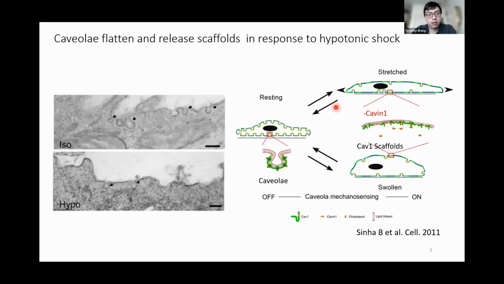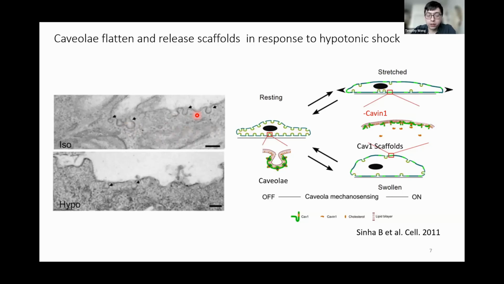Last bit of background is that more research has now been looking into other roles of CAV1. Caveolae being so stable at the cell surface, people have been looking at other functions and roles of caveolae. And it was determined that caveolae could actually flatten, releasing scaffolds in response to hypotonic shock. This was important for helping the cell to buffer mechanical stress and survive different mechanical stresses. So it's demonstrated that with hypotonic shock, or when you stretch the cells, you lose caveolae on the cell surface. Cavin-1 was demonstrated to come off, and then you were left with CAV1 scaffolds on the cell surface.